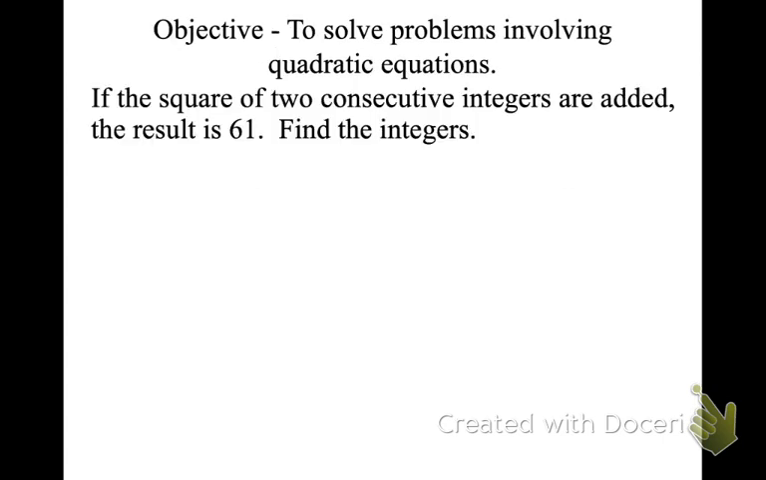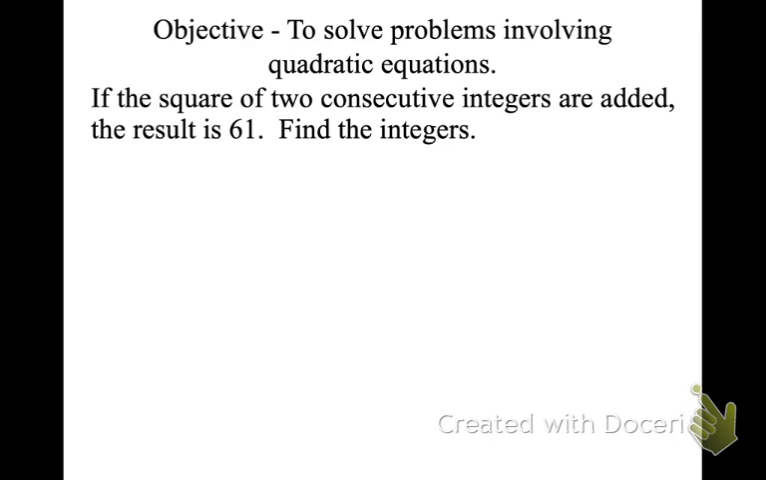Alright, so let's start with our first problem. We're really doing a lot of the same problems. They're just, now we have mathematics that involve quadratics. If the squares of two consecutive integers are added, the result is 61. Find the integers.